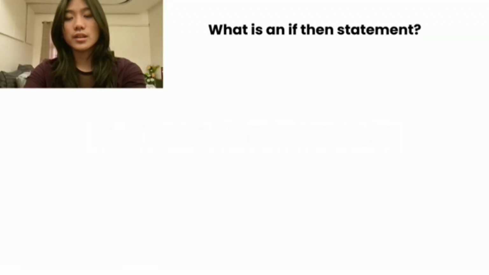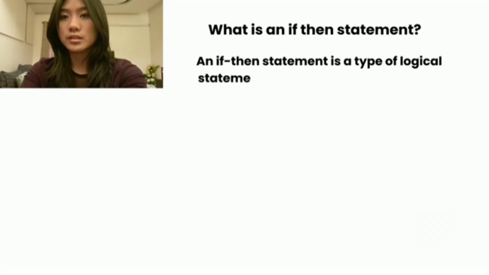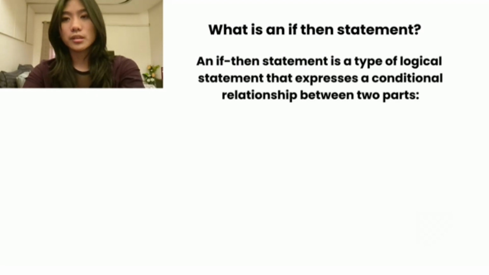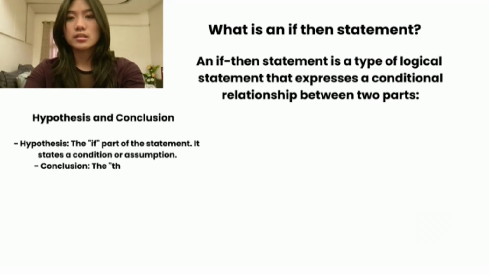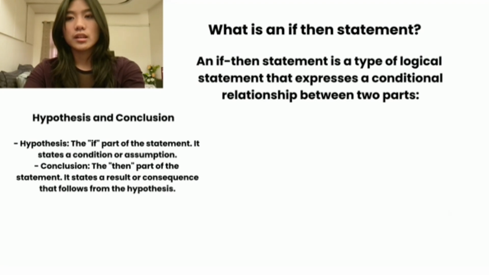What is an if-then statement? An if-then statement is a type of logical statement that expresses a conditional relationship between two parts, the hypothesis and the conclusion. Hypothesis is the if part of the statement. It states a condition or assumption. Conclusion is the then part of the statement. It states a result or consequence that follows from the hypothesis.